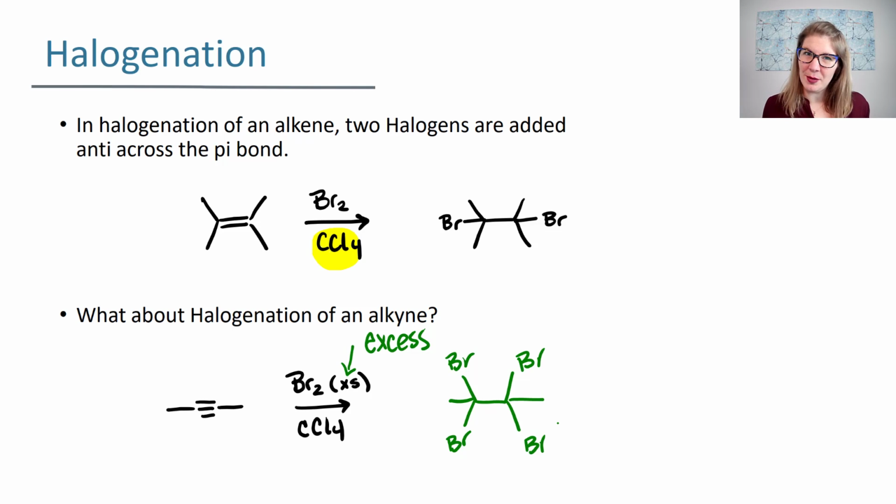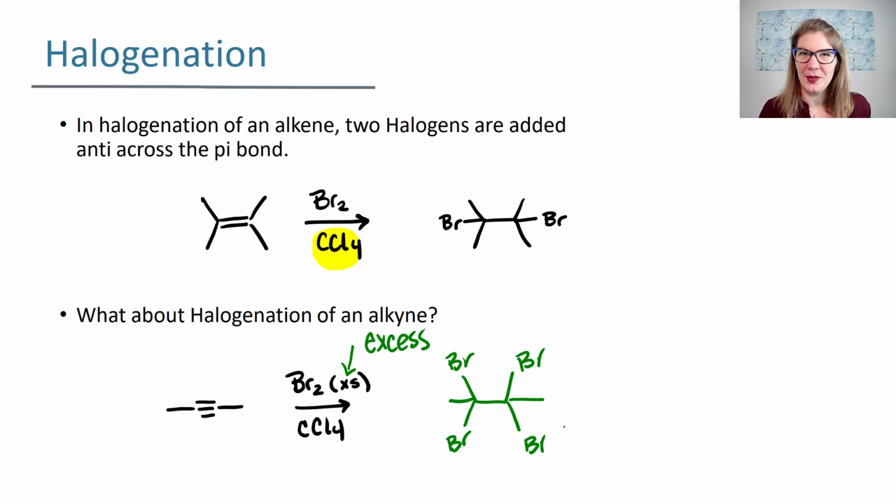Now, there's no stereochemistry to consider here because you don't create any chiral centers, because you're adding 2 of the same group to a single carbon, right? Each of the carbons that could have been chiral centers have 2 bromines on it. There's no stereochemistry to consider.